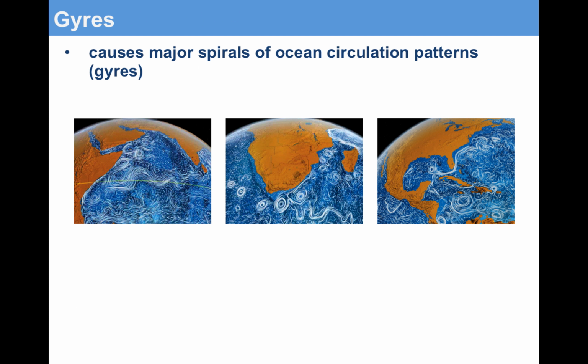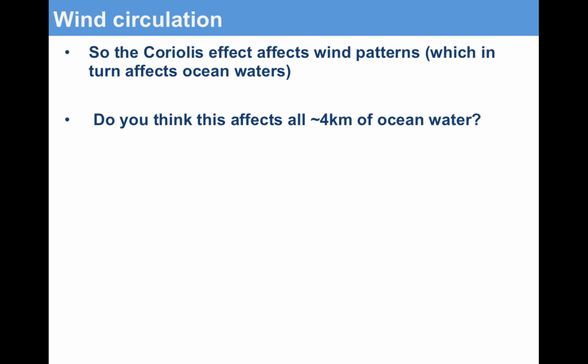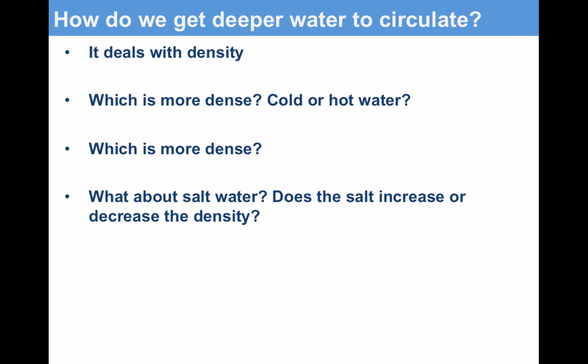All right? So what happens here is it causes major spirals of ocean circulation patterns. All right? So here are gyres. This is what they look like. And the Coriolis effect is causing this. So the Coriolis effect affects wind patterns, which in turn affects ocean waters. Will this affect all 4 kilometers deep of ocean water? Can the wind penetrate 4 kilometers of ocean water? No, it can't. So now we need to figure out how we circulate deep, deep, deep water.